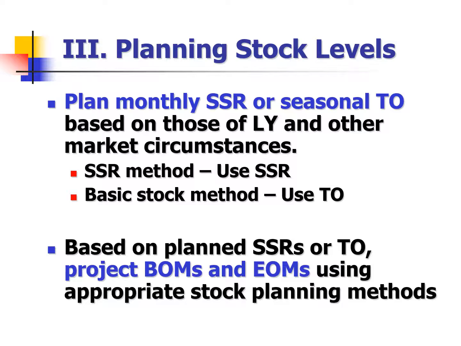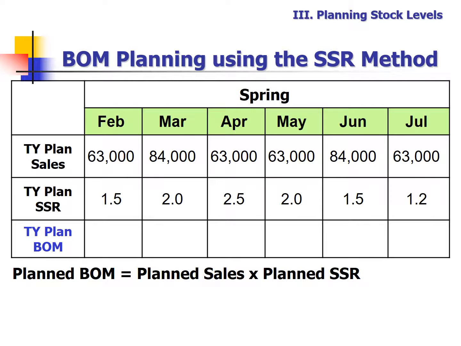So we first plan the level of efficiency we want to have with our inventory investment, and then based on that planned stock efficiency level, we are going to be able to plan the beginning of month, or BOM, stock level in terms of dollars. Alright, let's take a look at an example of planning BOM levels using the SSR method.